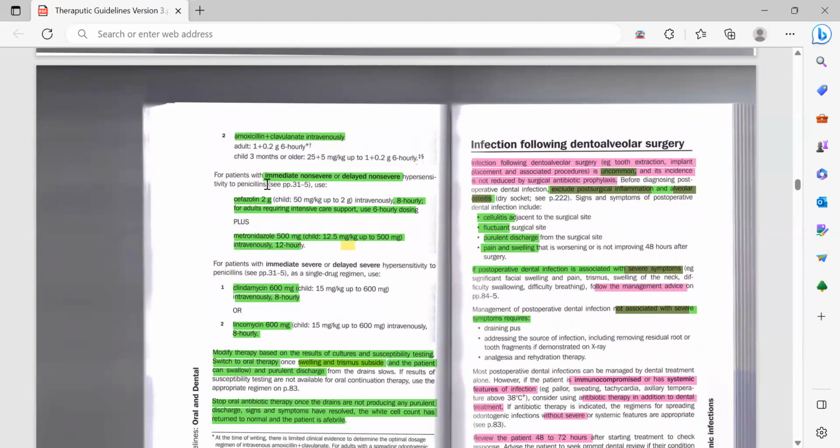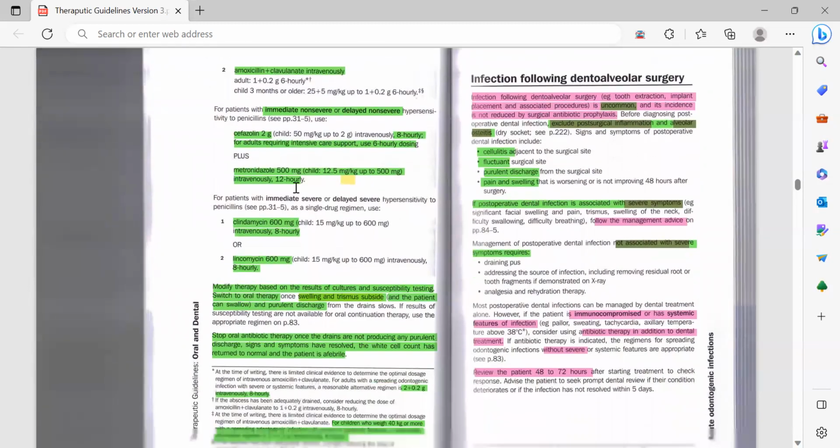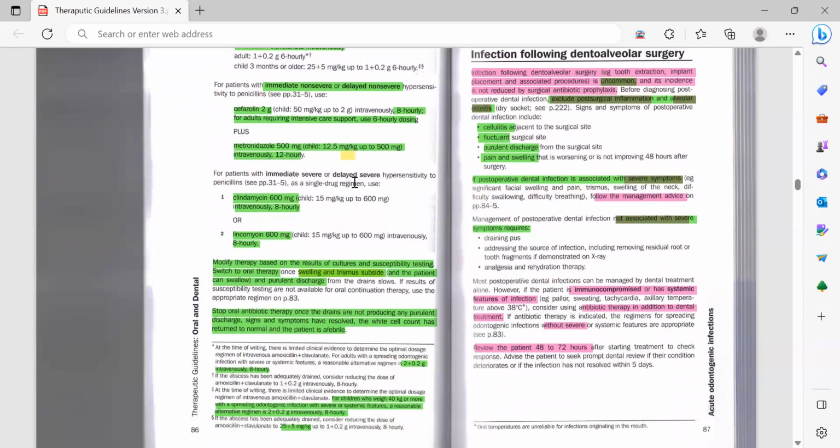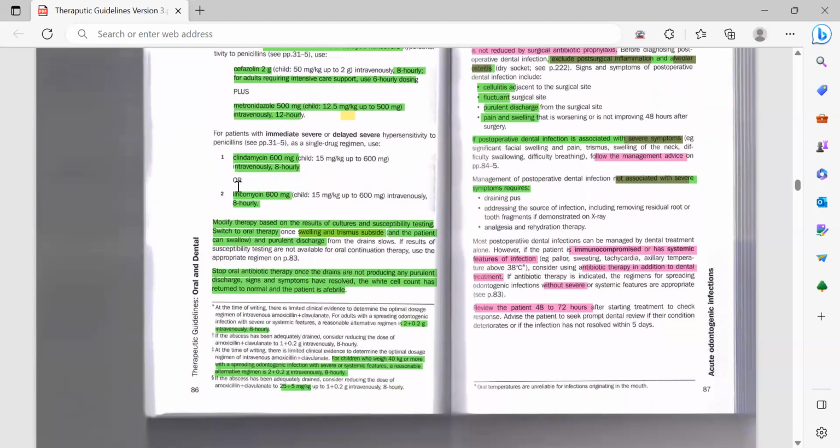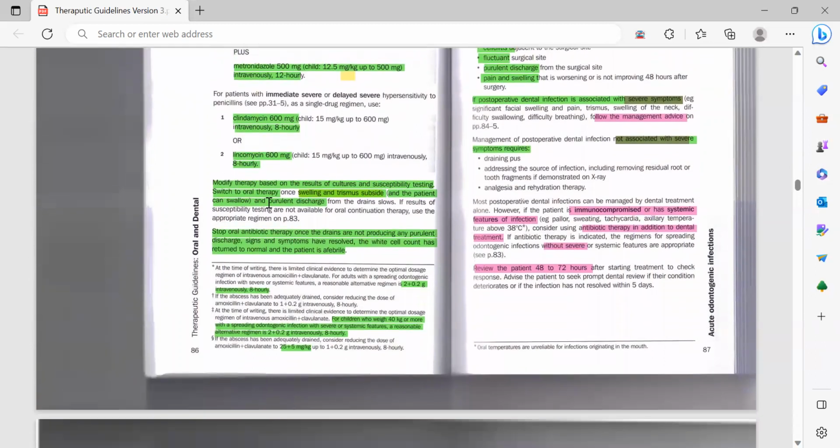If the patient has immediate non-severe or delayed non-severe hypersensitivity, then they prescribe cefazolin 2 gram plus metronidazole. But if the patient has severe hypersensitivity, then they give clindamycin 600 milligram IV. If you are prescribing orally, the clindamycin dose is 300 milligram, and the IV dose is 600 milligram. Lincomycin 600 milligram IV 8 hourly.